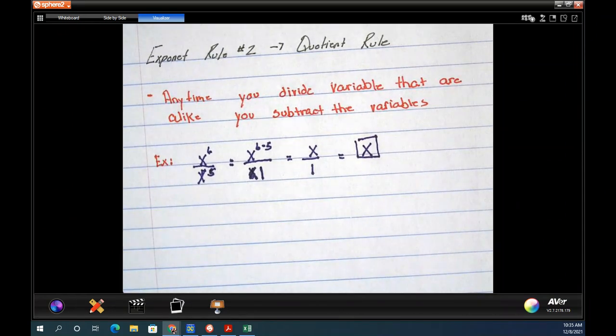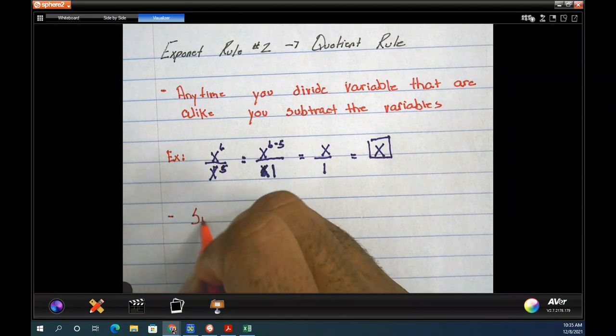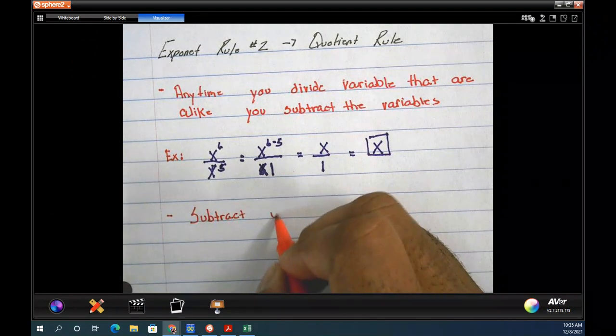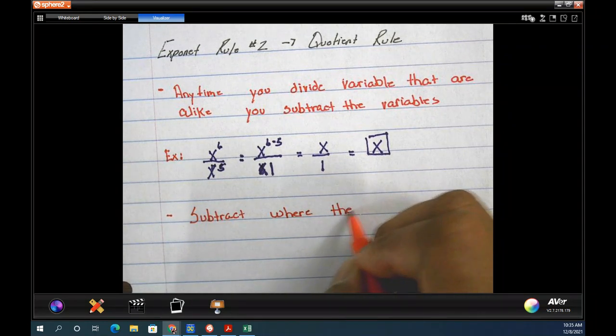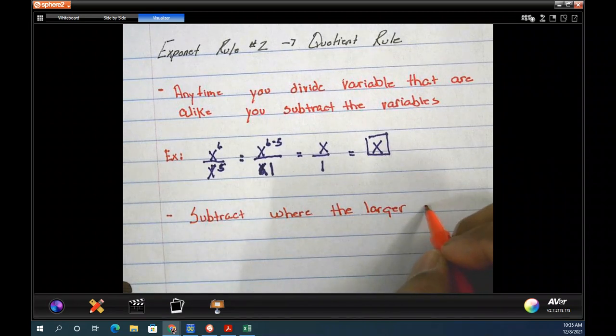Let's look at another one. What happens to 6 and 5? You moved it to the numerator. You subtract the variables. When you divide, you just subtract the exponents. Now, let me add this. I saved it on purpose. Subtract where the larger exponent is.